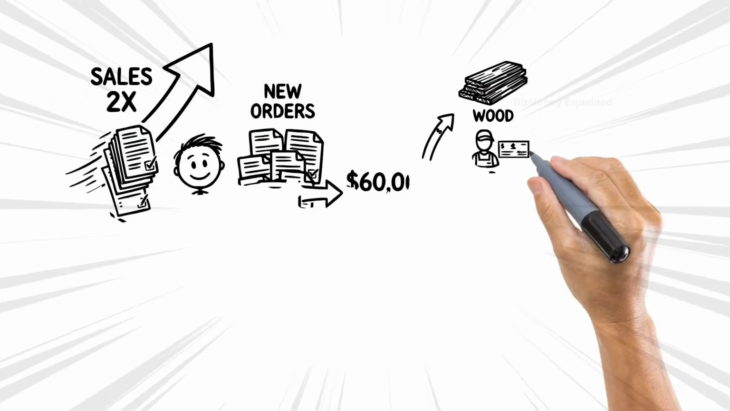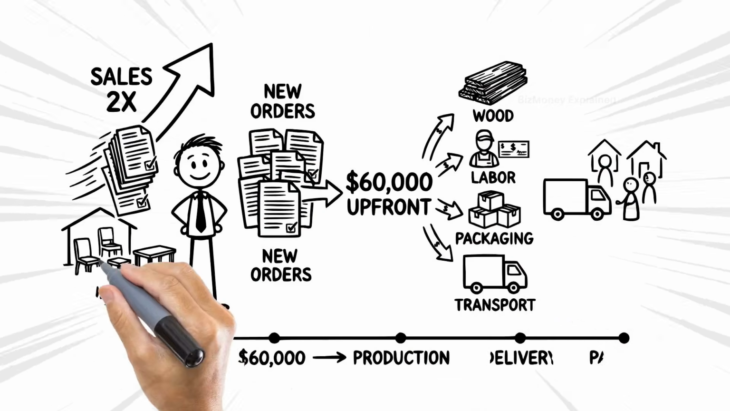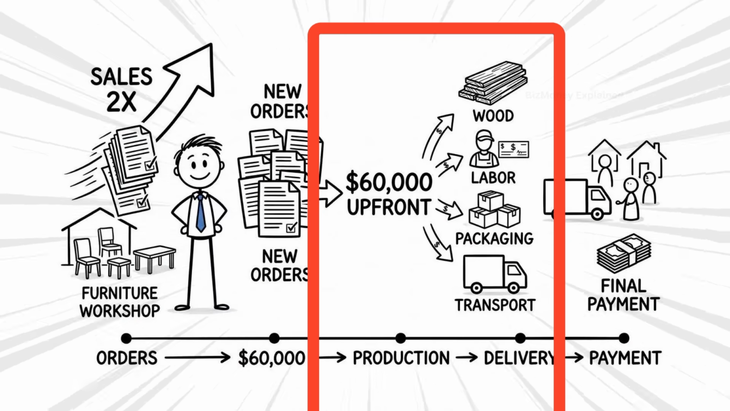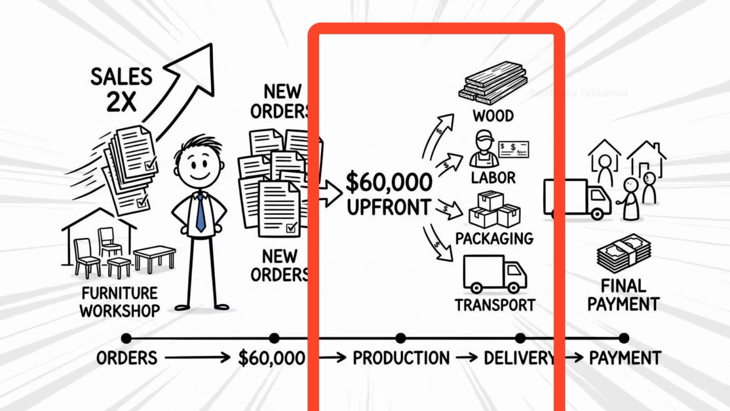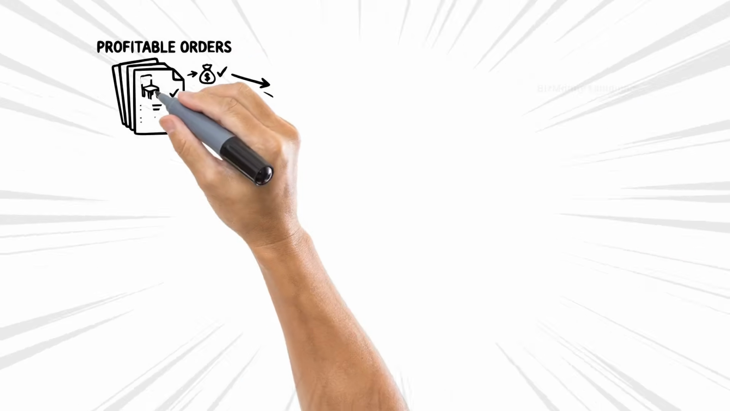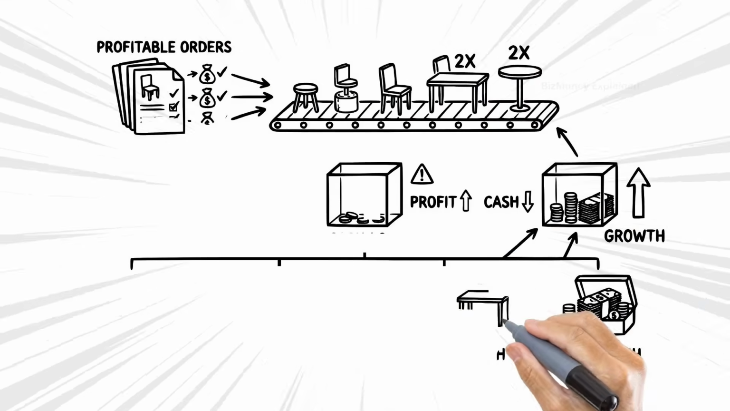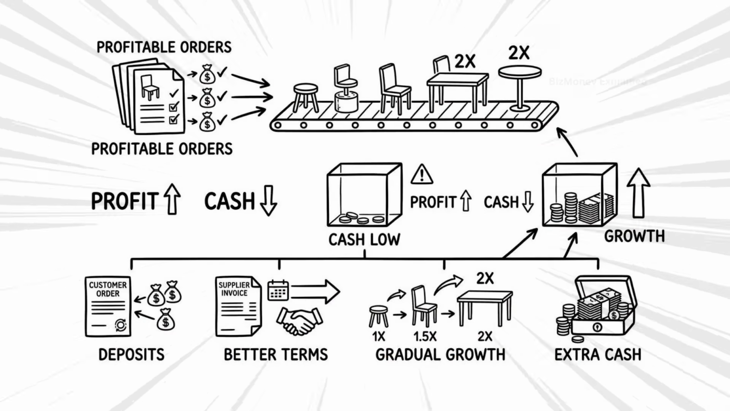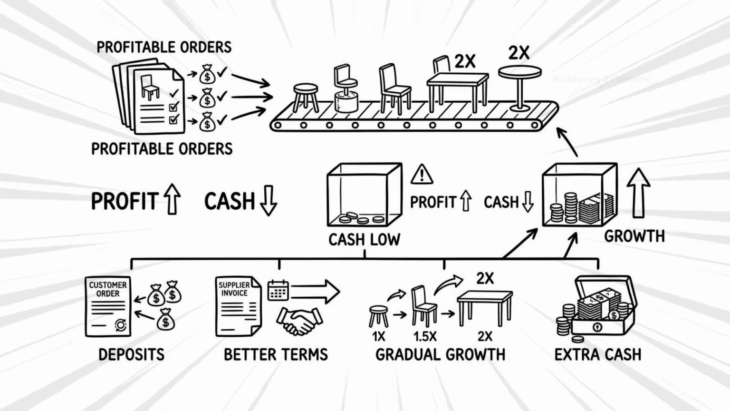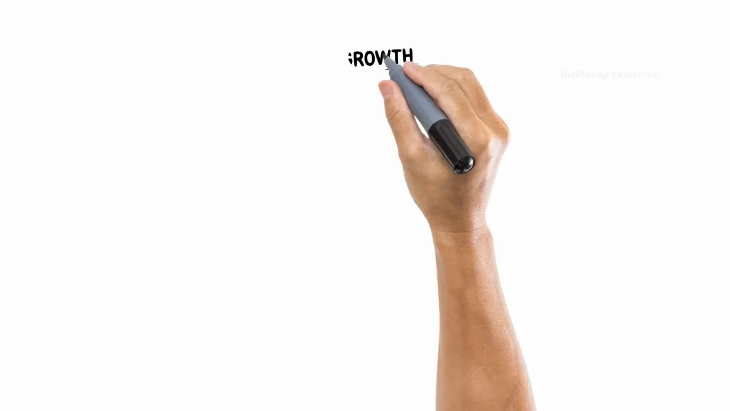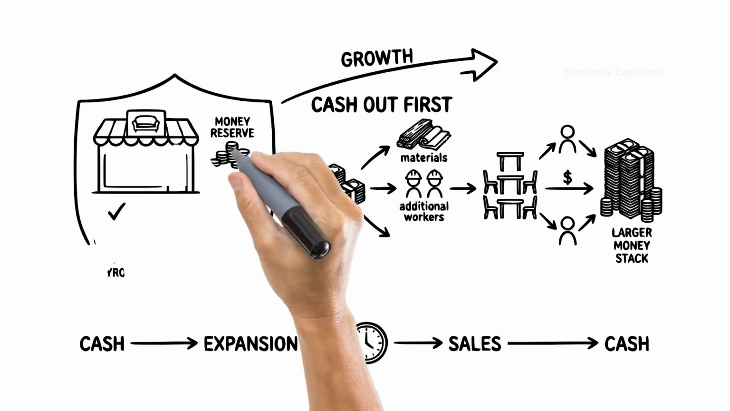Grow without breaking cash flow. Imagine a furniture company receives enough new orders to double monthly sales. Growth sounds like excellent news, but fulfilling those orders requires $60,000 of additional wood, labor, packaging, and transportation before customers make their final payments. The company may be profitable on every order and still run short of cash while financing that growth. Management therefore negotiates customer deposits, improves supplier payment terms, increases production gradually, and keeps additional cash available. This allows expansion without putting normal operations at unnecessary risk.